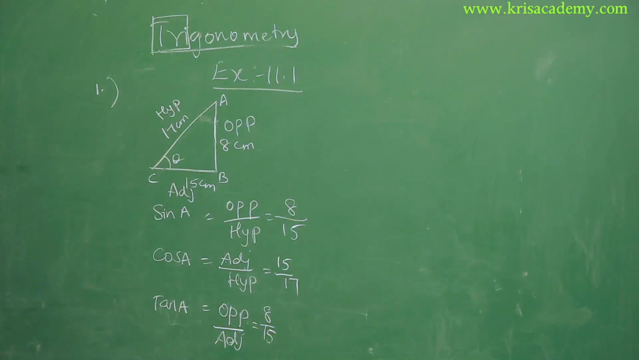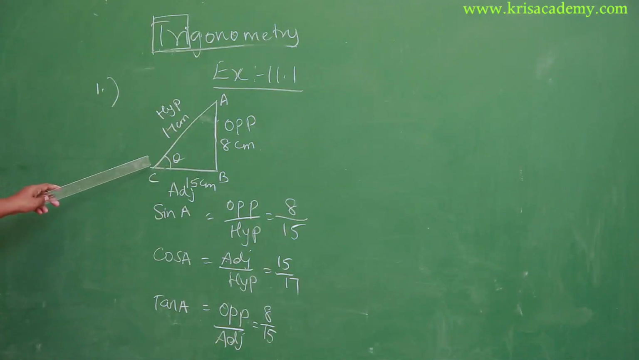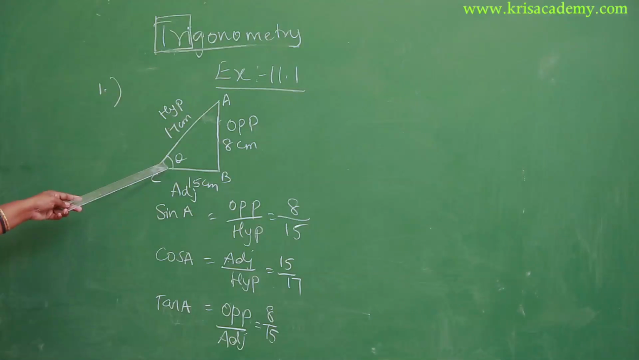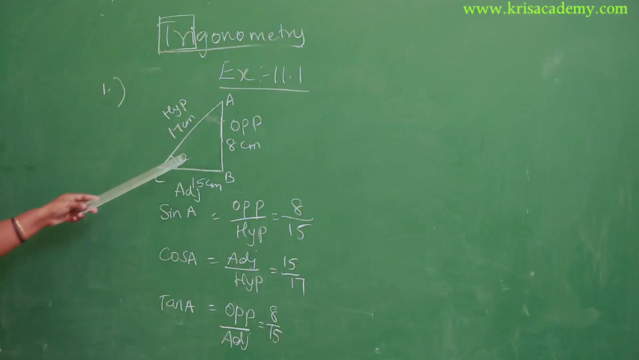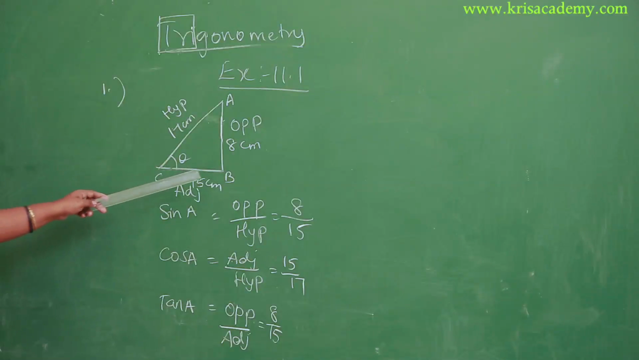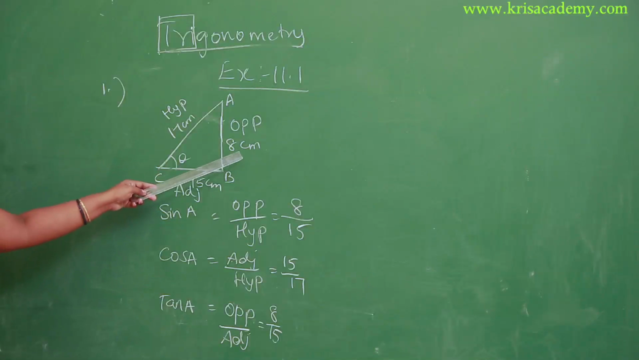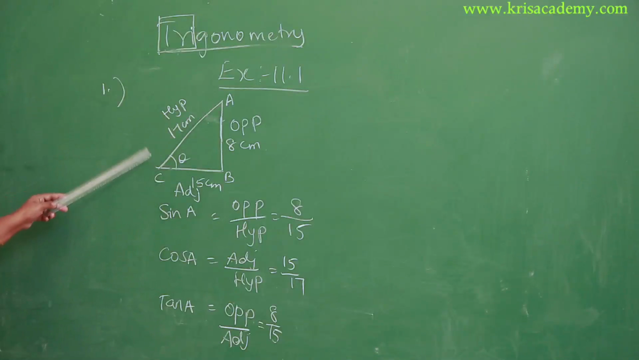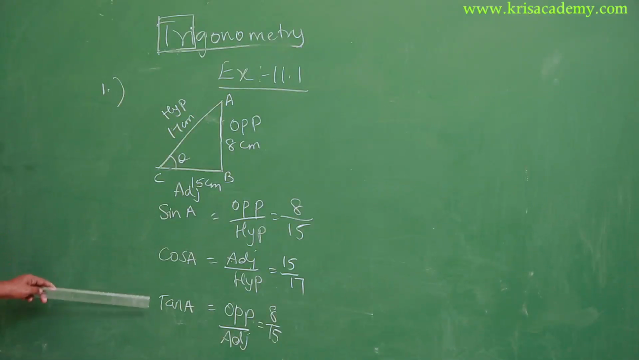Now let us start the exercise. First problem, they have given the right angle triangle ABC. They didn't mention whether theta is at A or C position, so let us take the angle as theta at C. Theta opposite is the opposite side, theta adjacent is the adjacent side, and the side opposite 90 degrees is the hypotenuse. They have given AB length as 8 centimeters, BC length as 15 centimeters, CA length as 17 centimeters. They are asking you to find sin A, cos A, tan A.